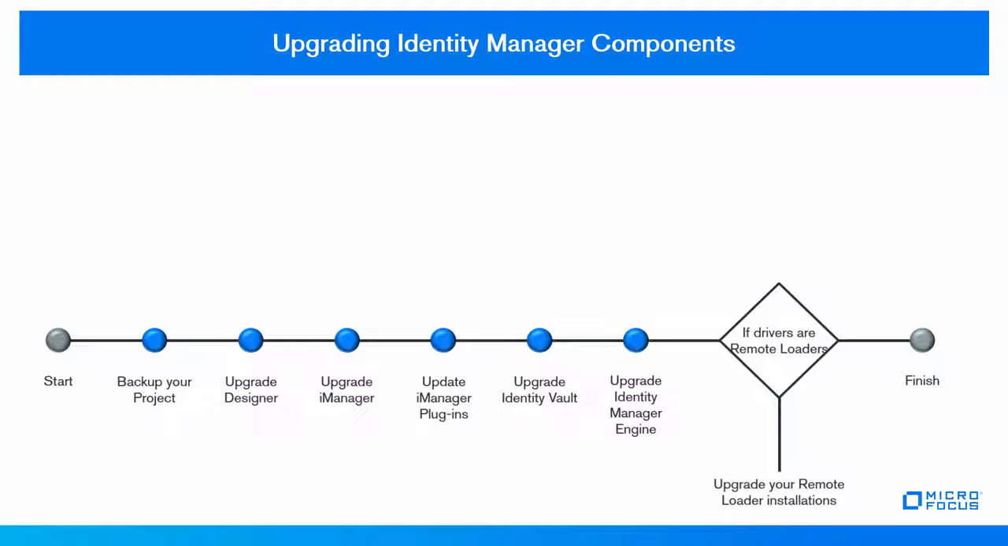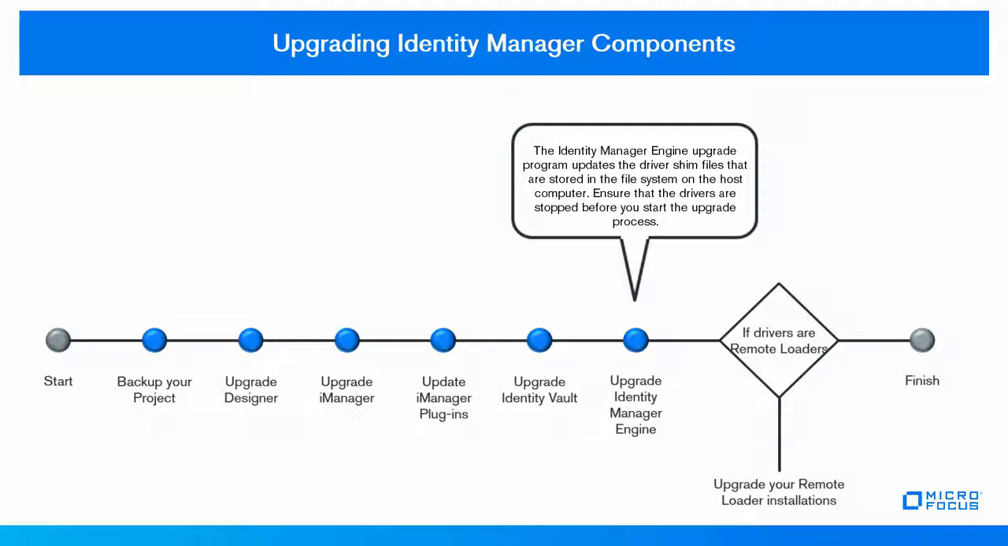After planning your upgrade, review your prerequisites from the setup guide and then start upgrading these components. These are the high-level steps to plan your upgrade. Back up your project. Upgrade Designer to the latest version. Upgrade iManager to the latest version for Identity Manager. Update the iManager plugins to match the version of iManager. On the server running Identity Manager, upgrade Identity Vault to the latest supported version and patch for the upgrade.